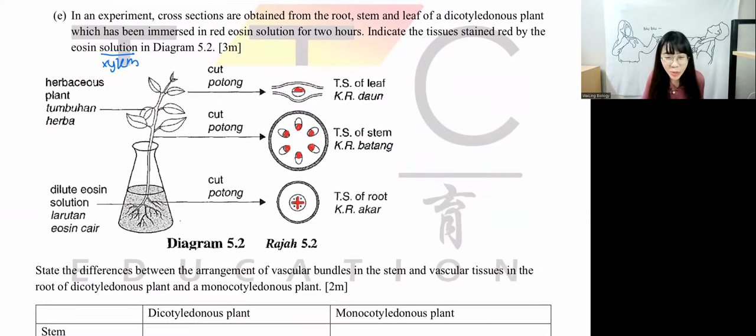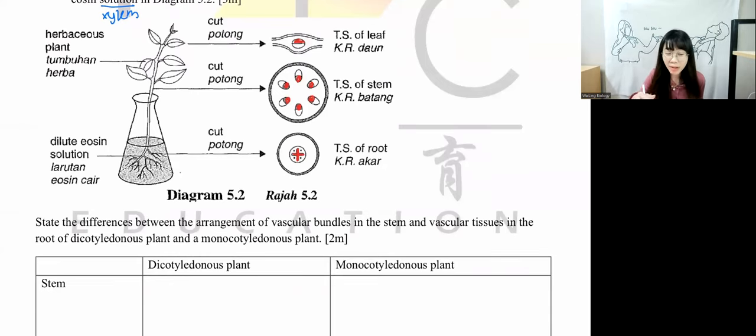Okay, state the differences between the arrangement of vascular bundle in the stem and vascular tissue in the root of a dicotyledons plant and the monocotyledons plant. So let's talk about dicot first. In stem, for dicot, which is eudicot, eudicot has a ring shape. Let me draw the ring shape over here. We have a ring shape in the middle, because vascular bundle is arranged in a ring in dicotyledons plant. Xylem is inside, phloem is outside.